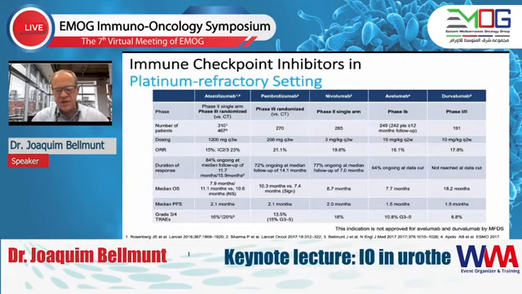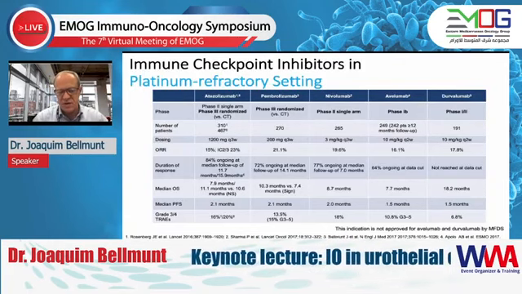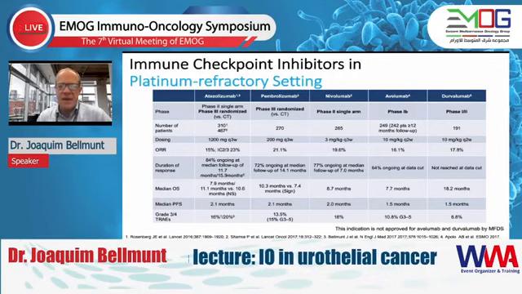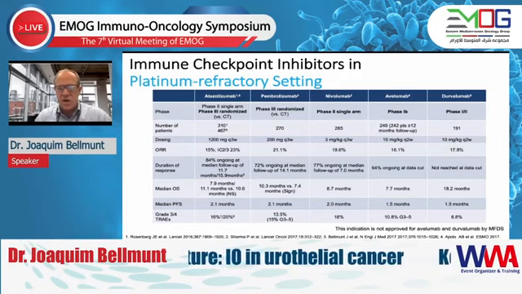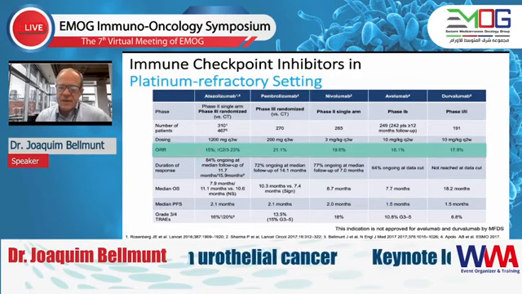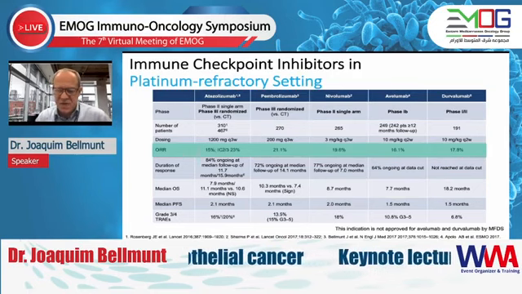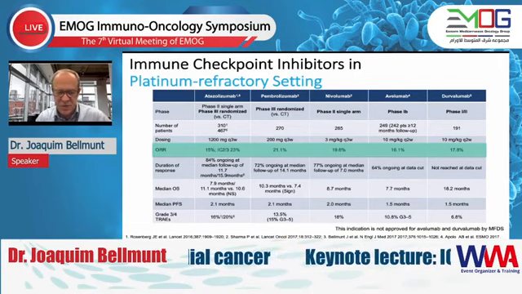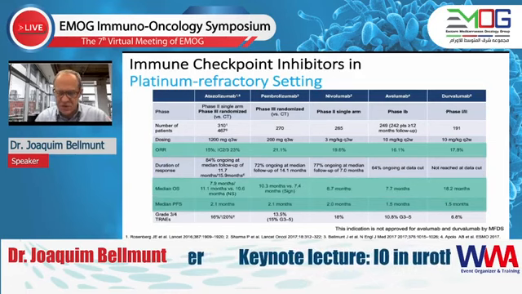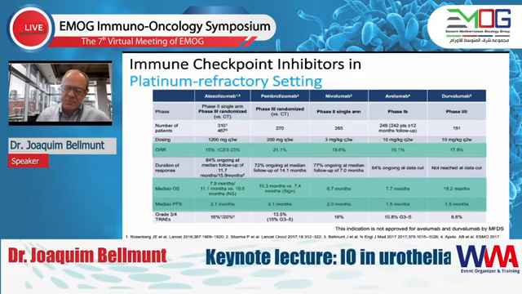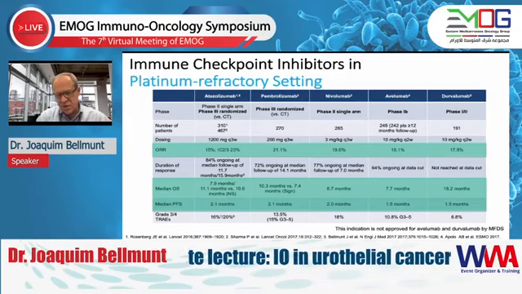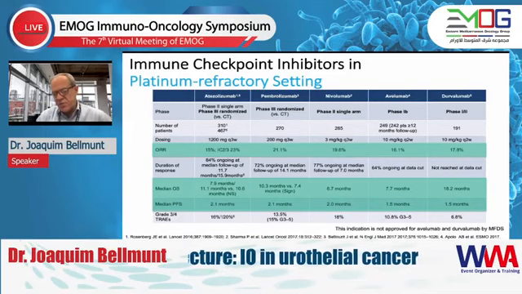Let's review the first trials, those that led to the approval of all these 5 agents in patients who failed platinum-based therapy. As you can see here, all these 5 drugs, atezolizumab, pembrolizumab, nivolumab, avelumab, durvalumab, provide around 20% responses in our patients. Not a huge amount of responses, but the best thing is that these were good quality responses, meaning that some patients got responses that were long lasting, and now we know there are patients surviving beyond 3 to 4 years.